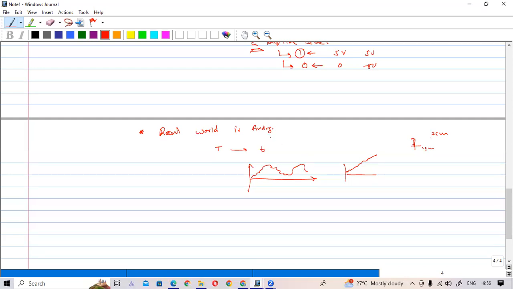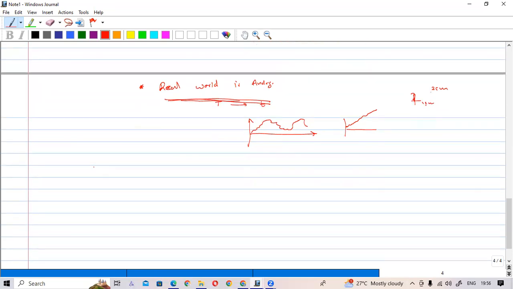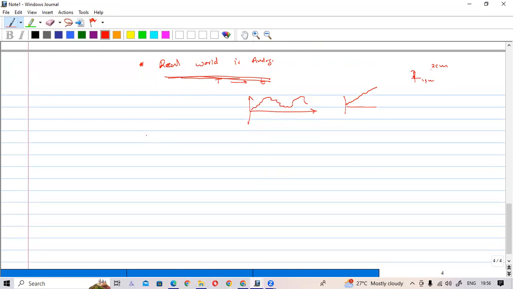So you should understand that the real world is analog. That is very important. Real world is analog. But we develop digital systems. Why do we develop digital systems? If the real world is analog, why are we using digital systems? In the real world there are many levels, but when we are processing, we are always concerned about 2 levels.